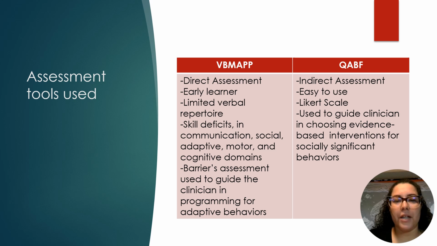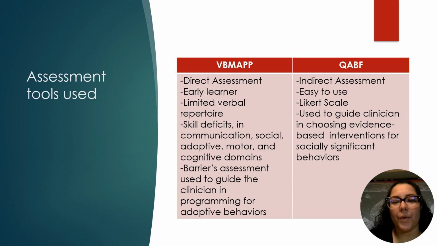Client X was evaluated using the Verbal Behavior Milestones Assessment and Placement Program and the Questions About Behavior Function. The VB-MAPP was chosen when the client initially started services. During his first evaluation, he was using 1 to 3 word mands. Language was inconsistent and he did not always respond to peers or adults.